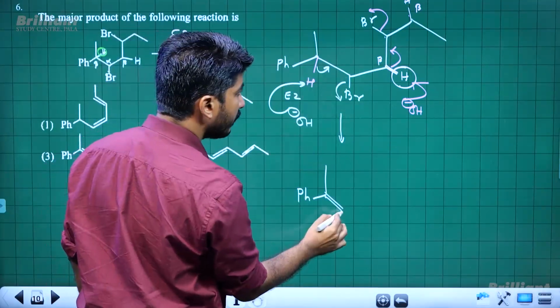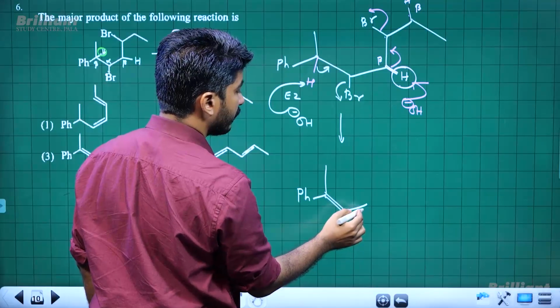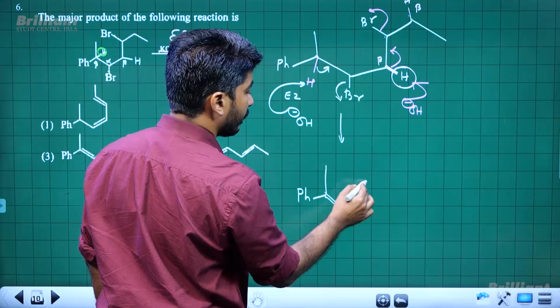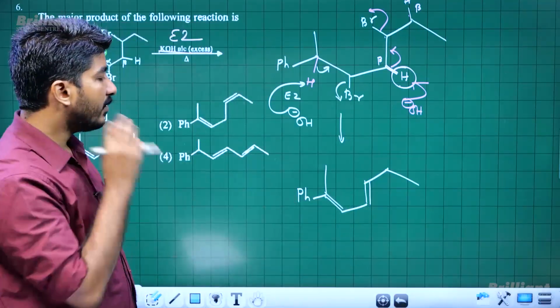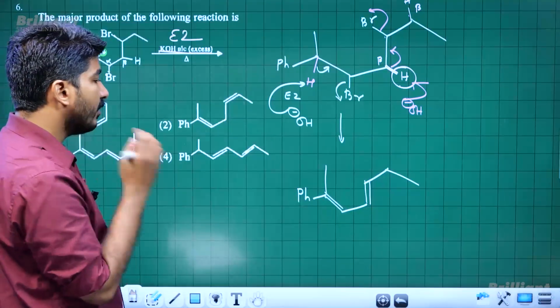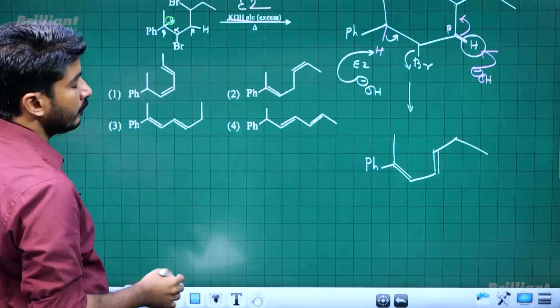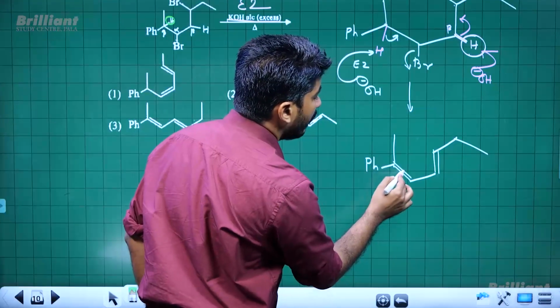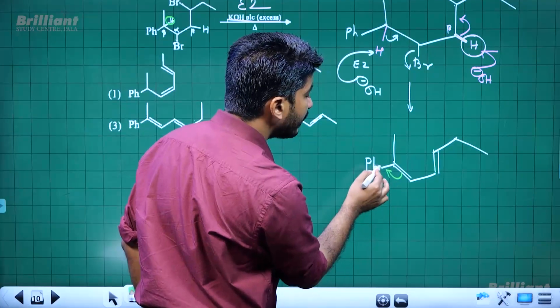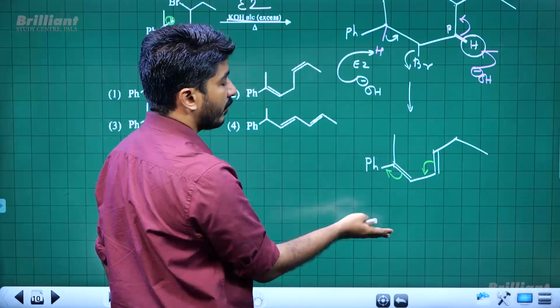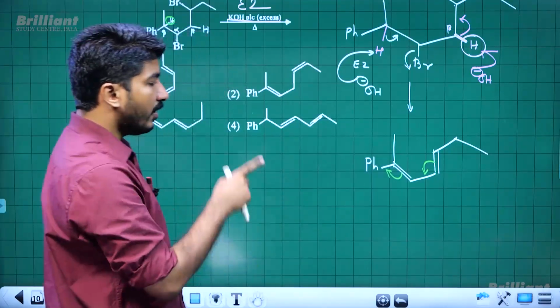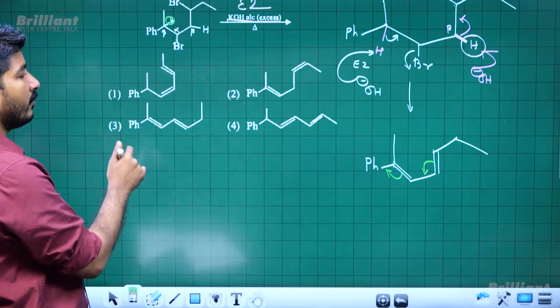Here an alkene and then alkene, yes. So that will be the final product, and you can see that these two pi bonds are in conjugation with the benzene ring like this. So this is a highly stable alkene product, that is the major product, and this product is present in the options.